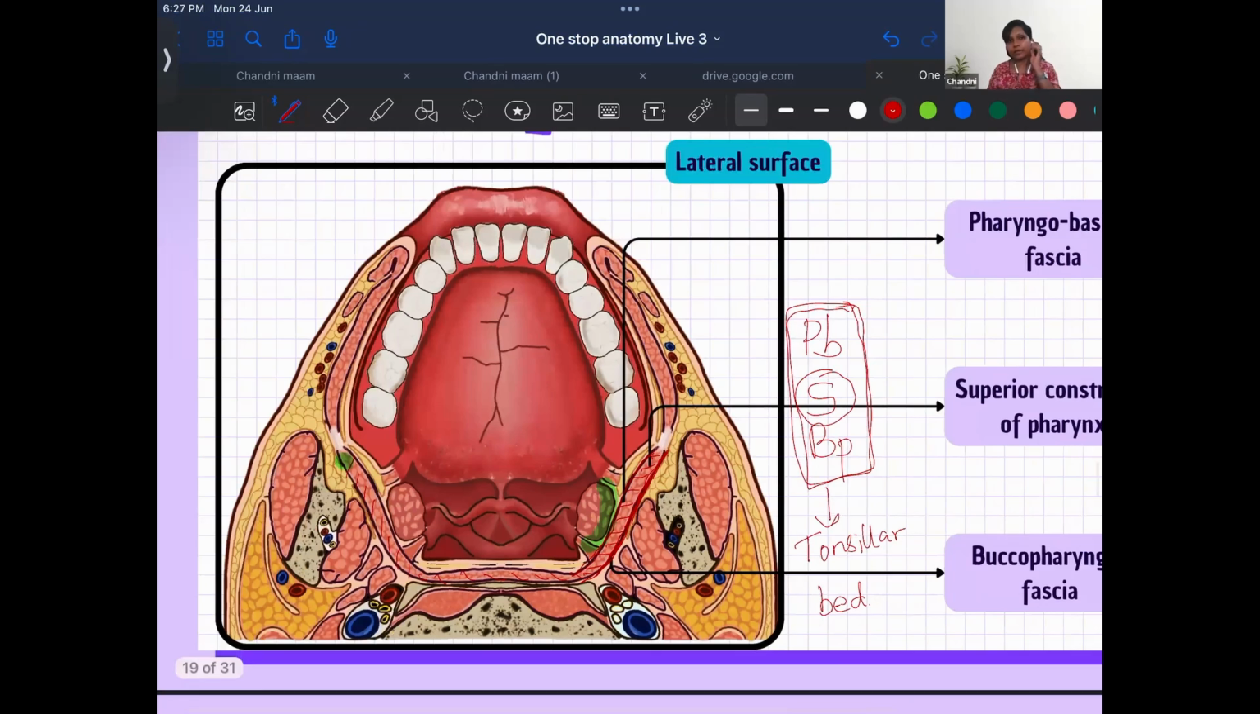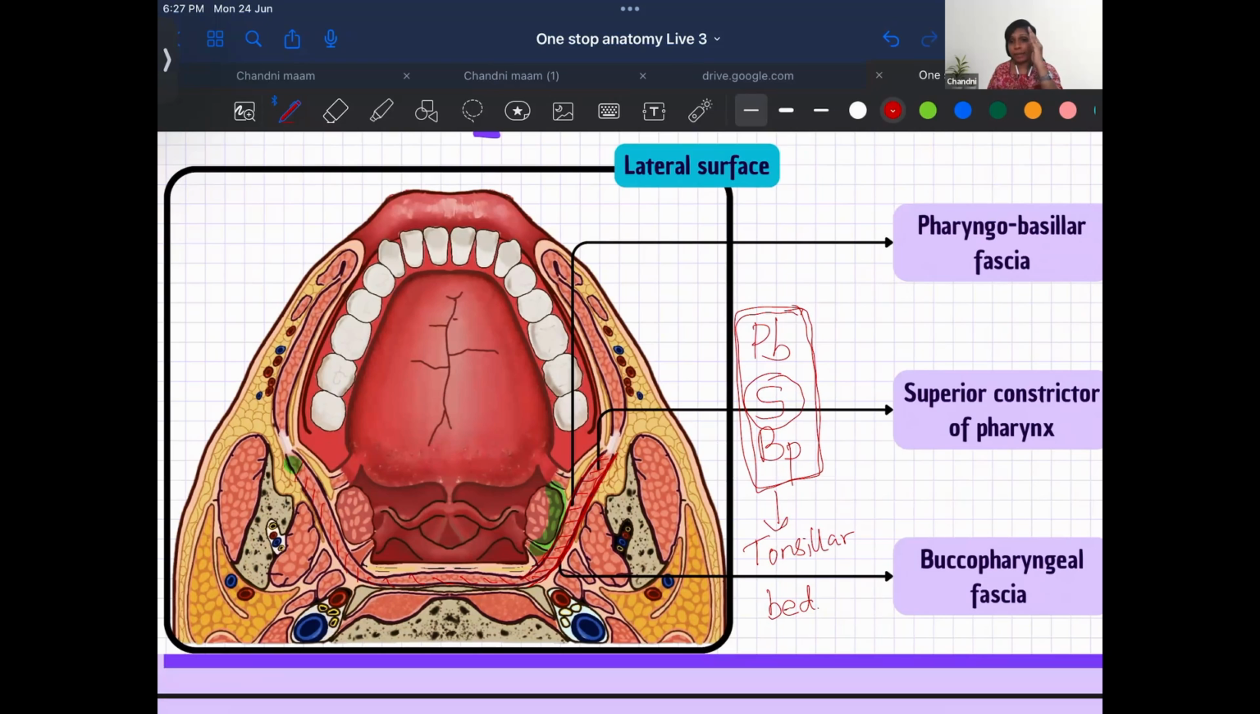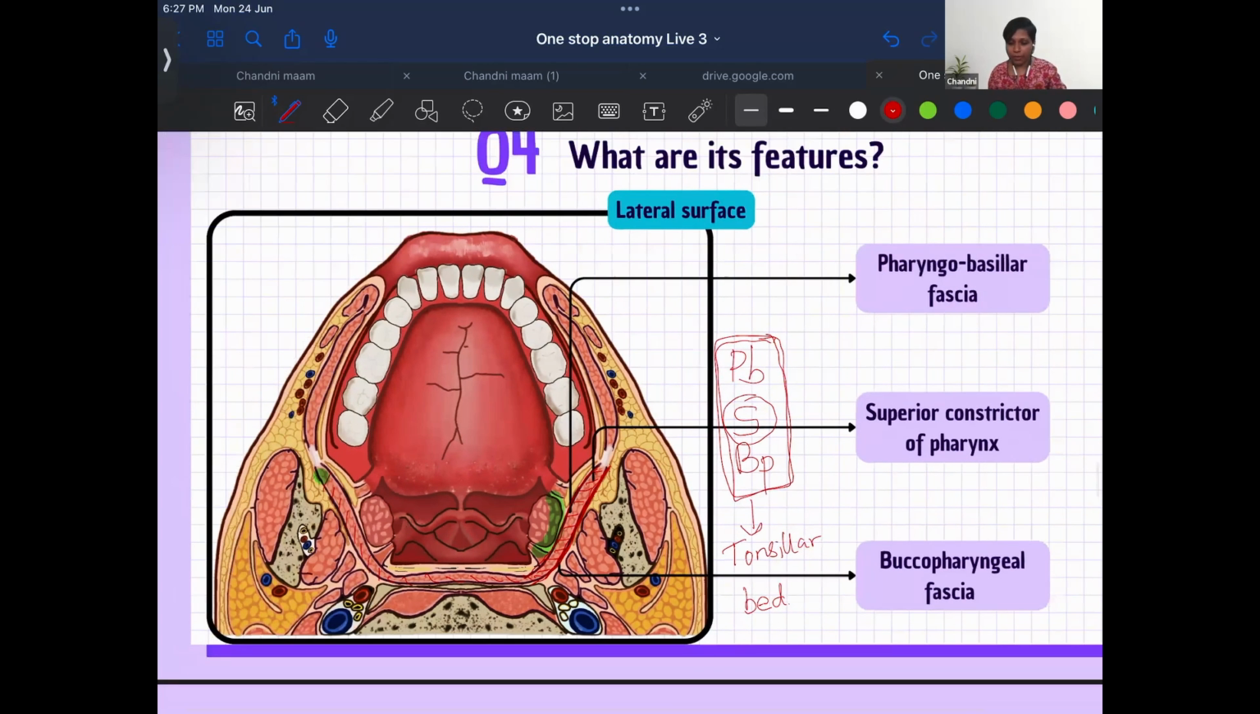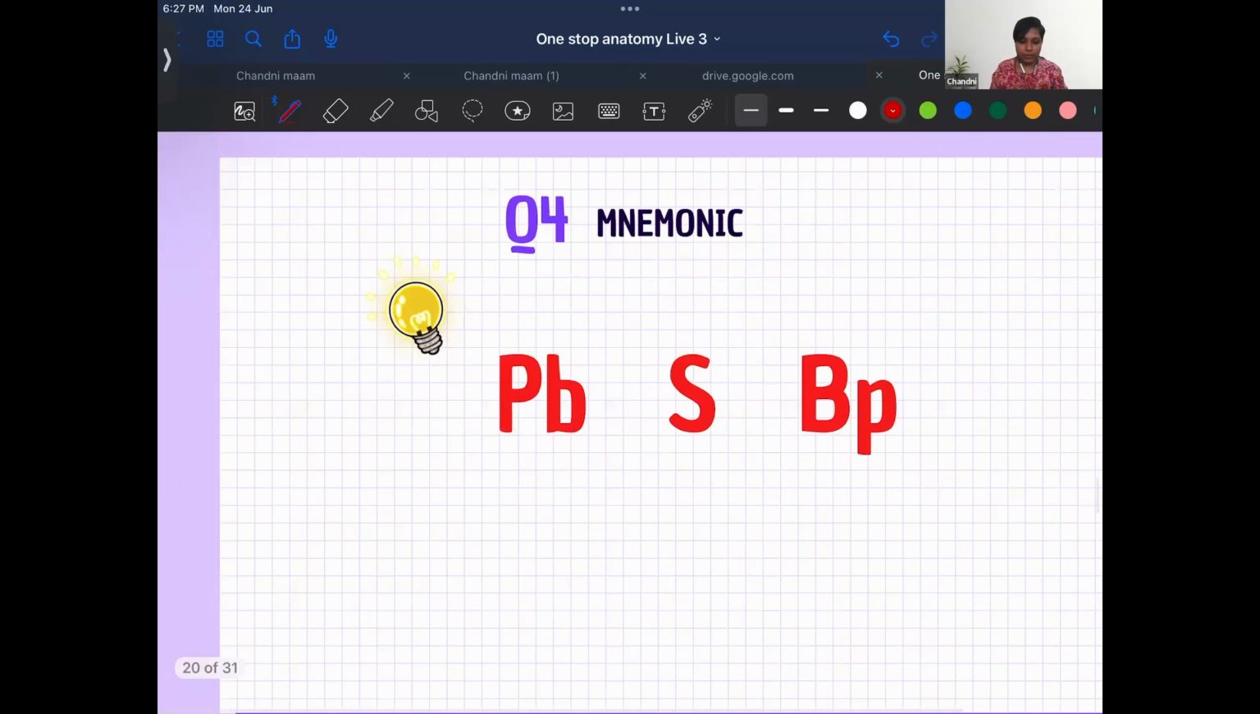Now, this lateral surface, right? This is actually important because the medial surface, I told you, is lined by an epithelium. But the lateral surface has a capsule. And this capsule is important because it's the capsule that actually attaches to the structures of its wall. So it's one of the structures that keeps the tonsils in place. Now, next. So this is the mnemonic PB, S, and BP for what? Tonsillar bed.